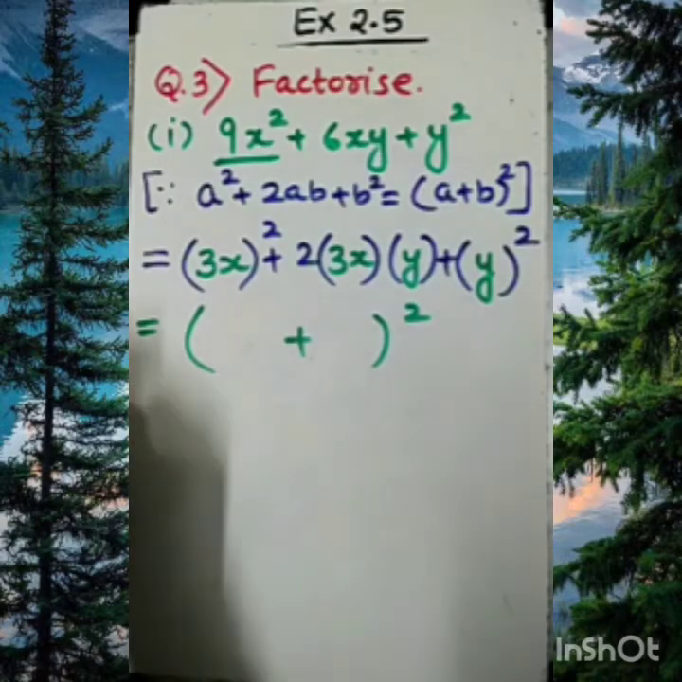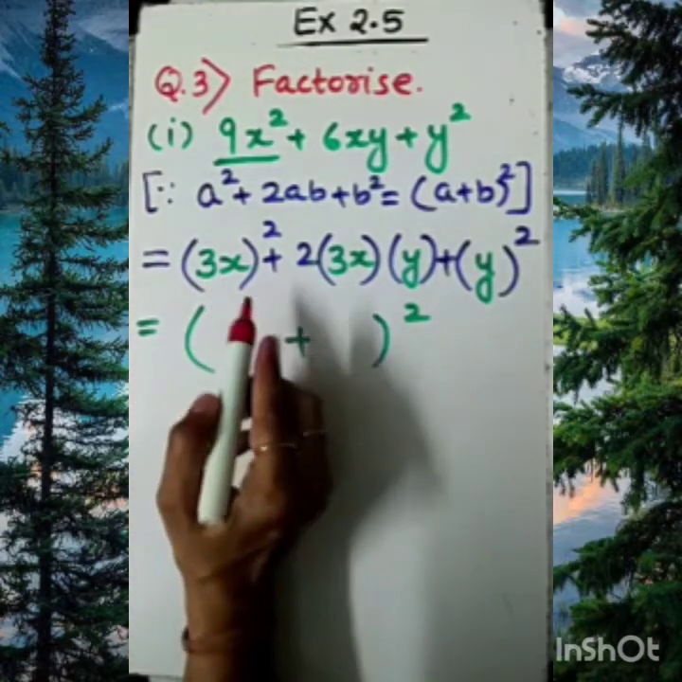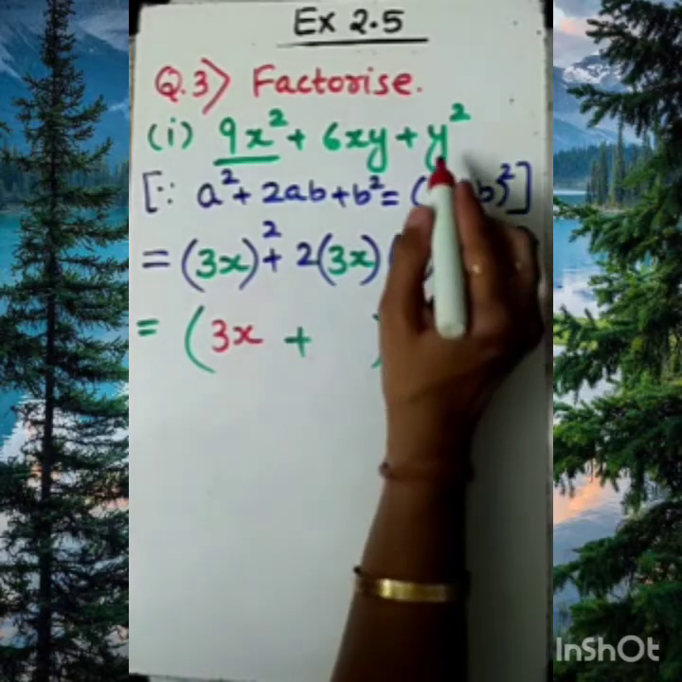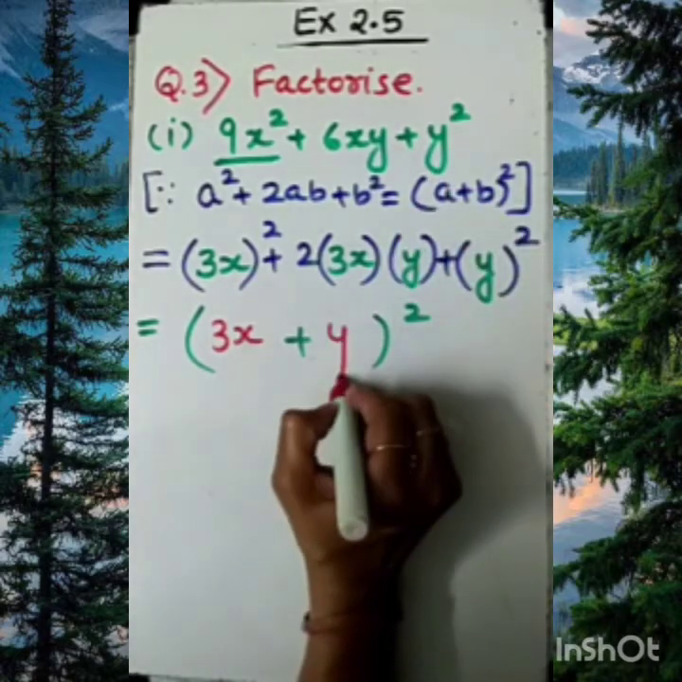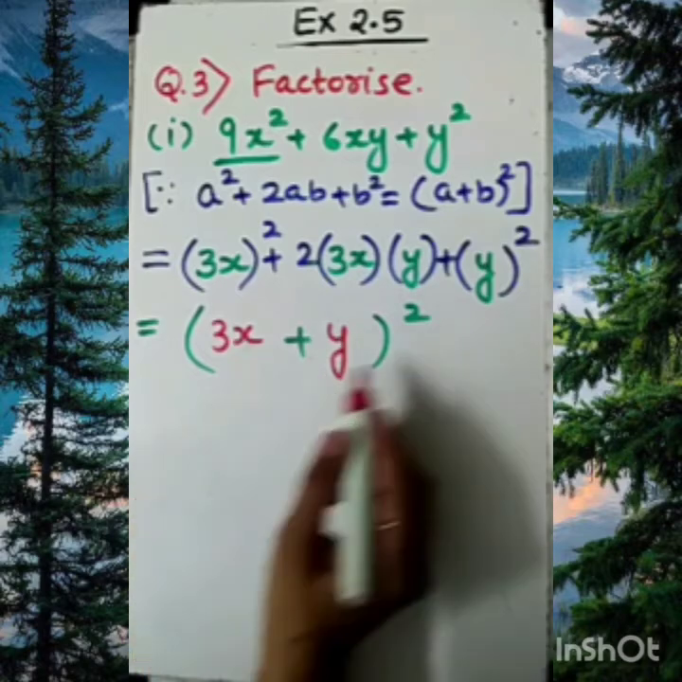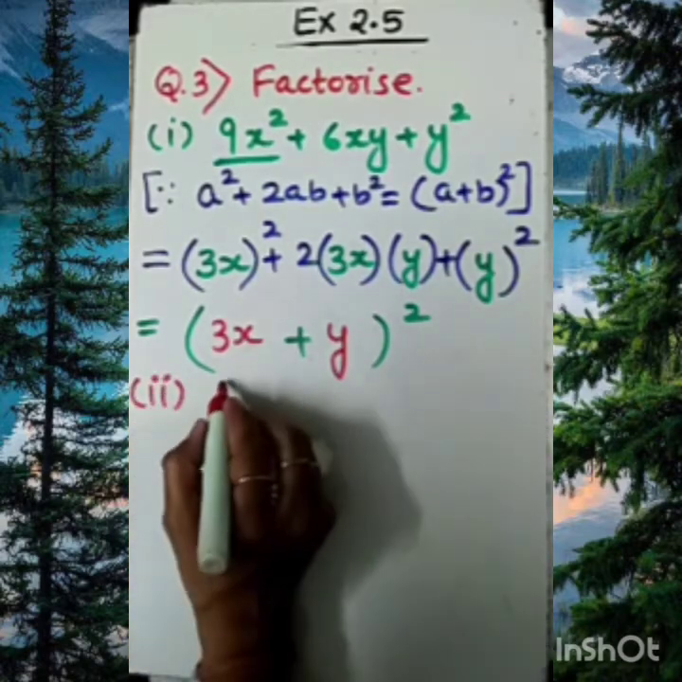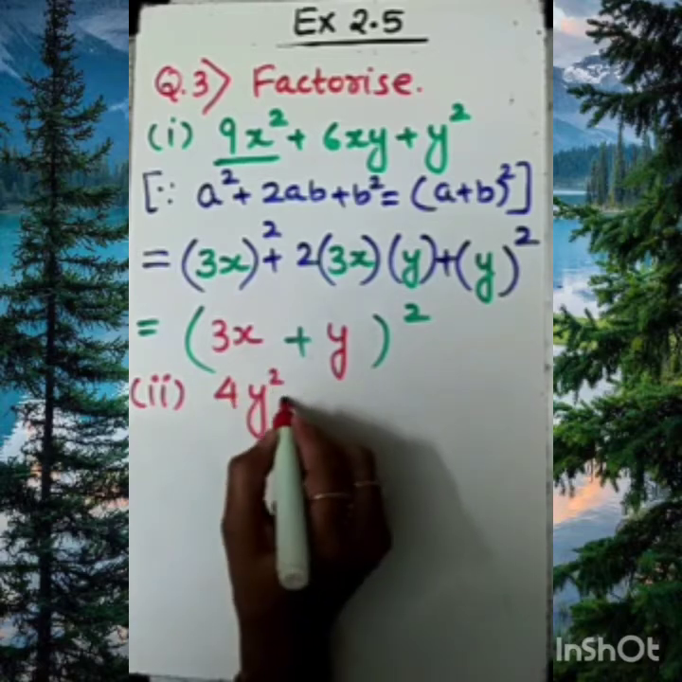Now what is a? Let's compare with this. a is 3x, so I need to write 3x here. What is b? That is y. So the answer is 3x plus y whole square. Here a similar procedure we are going to apply for the second part.